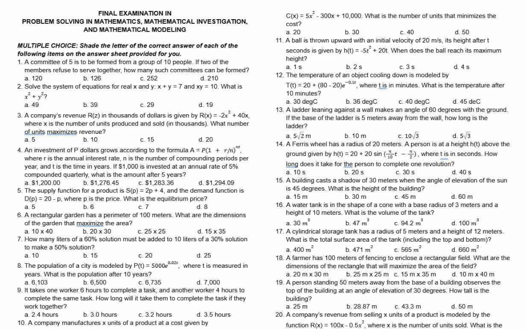Number 20: a company's revenue from selling x units of a product is modeled by the function R(x) = 100x minus 0.5x squared, where x is the number of units sold. So the answer is letter C.